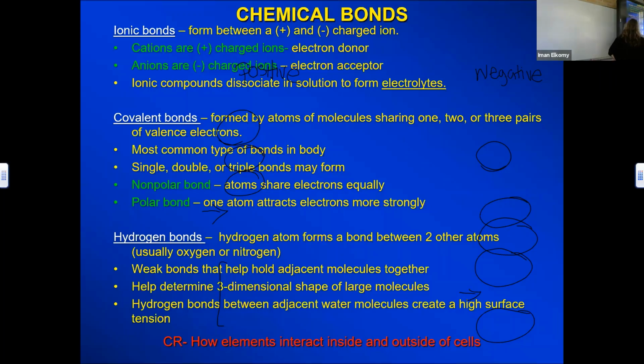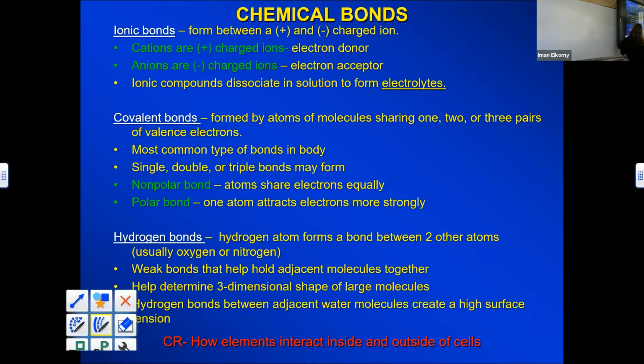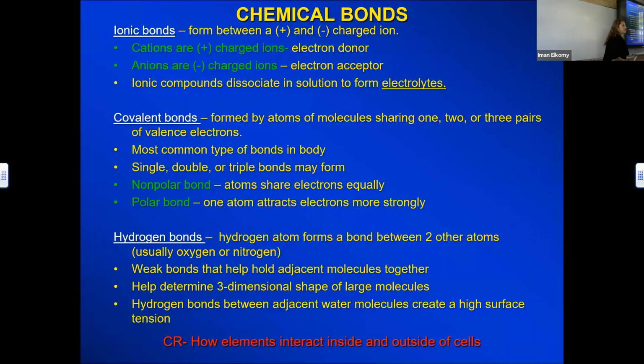Okay, let's talk about the type of bonds between these atoms. How do I get them? How do sodium and chloride join each other? How do they hold hands? How do they become a compound to help us form things like salt? We have ionic bonds. Ionic bonds are up here now. Ionic bonds are what happens with that sodium and chloride.